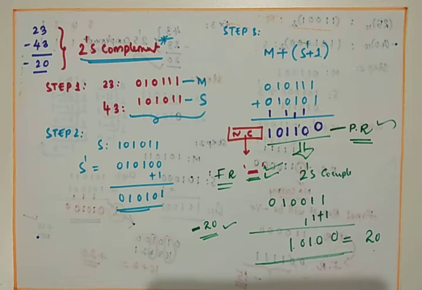Step 2 is completed. Step 3, we have to add the minuend plus the complemented subtrahend. If it is the 1's complement method, we have to add the 1's complemented subtrahend to the minuend. Otherwise, if it is the 2's complement method, we have to add the 2's complemented subtrahend to the minuend. If in the primary result there is a carry, the final result will be positive. If there is no carry, the final result will be negative.